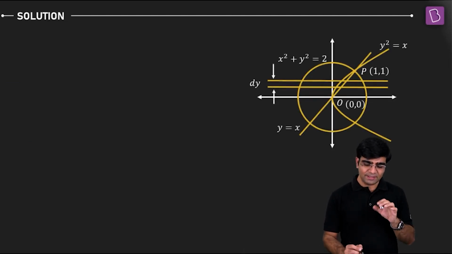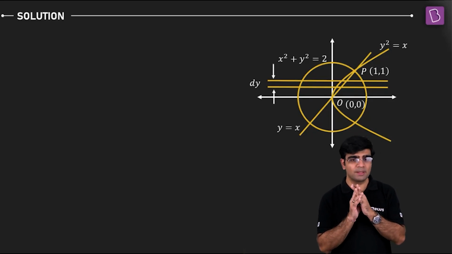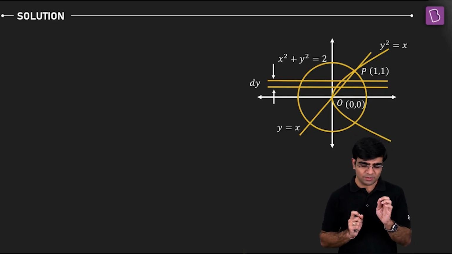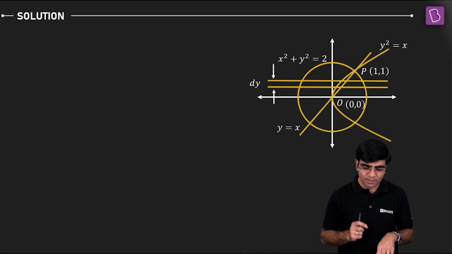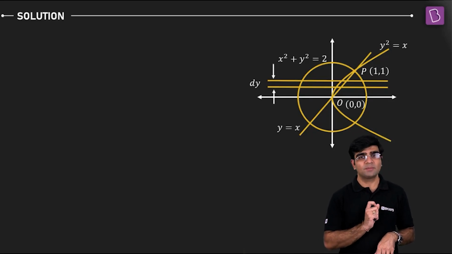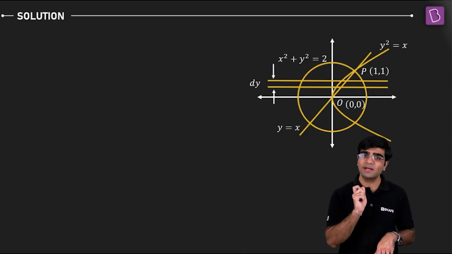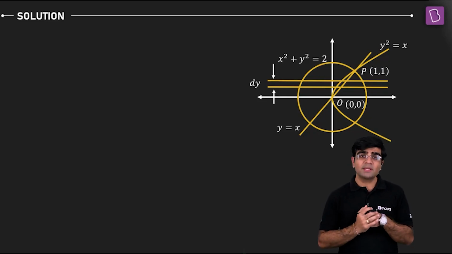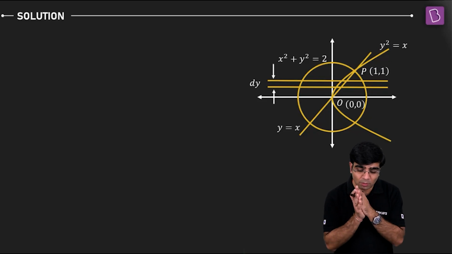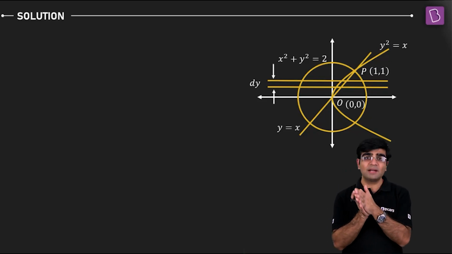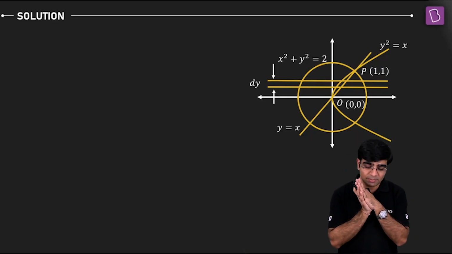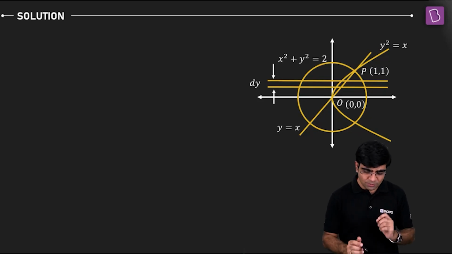As I said, I have to first draw the diagram. Can you see the circle x square plus y square equal to 2, the circular boundary, and the parabola y square equal to x, as well as the line y equal to x? So we have the line, we have the parabola, and we have the circle. Now, can you see the common portion of the bounded region, or rather the bounded region created by the parabola and the line? Let me show you.